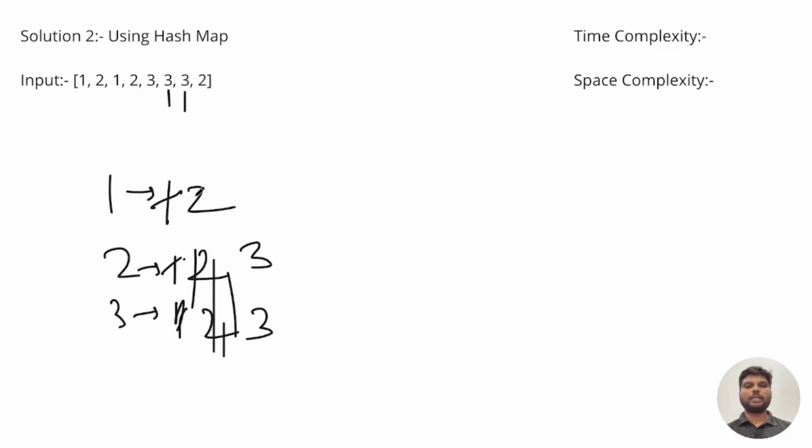So 1 has count 2, 2 has 3, and 3 has 3. Then we need to find which are the elements which occur more than n by 3 times. In this case, 2 and 3 are the elements which occur more than n by 3 times, so we need to return them in the final response. So what's the time and space complexity for this solution?